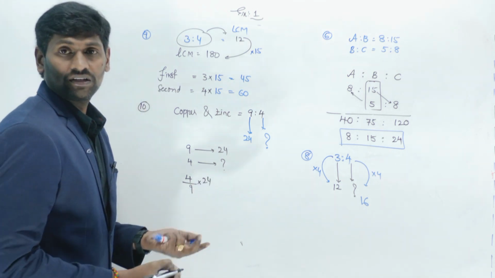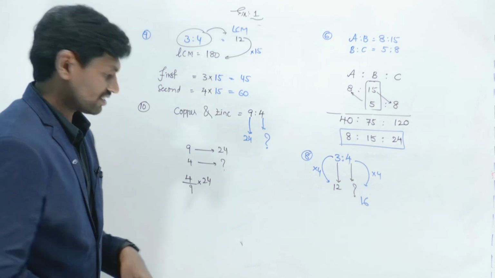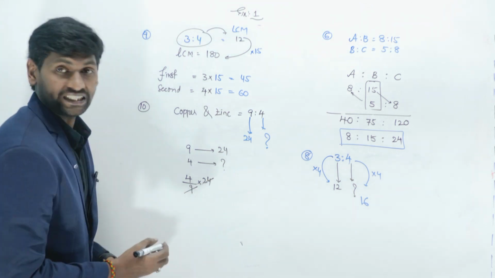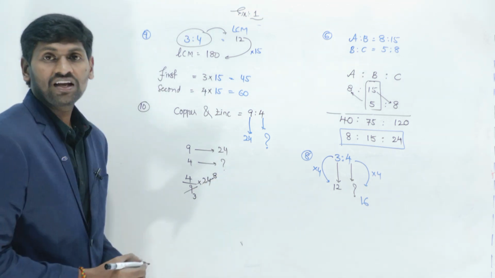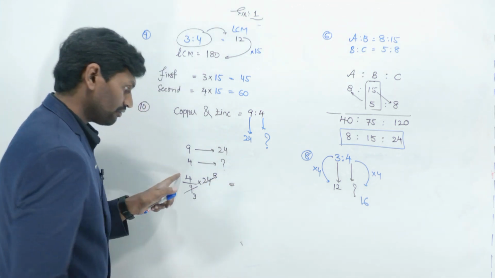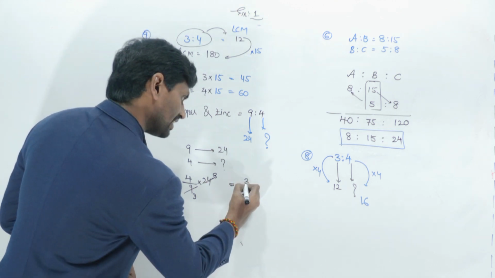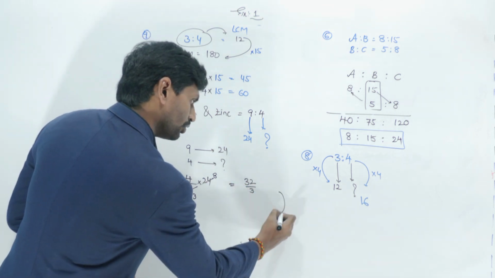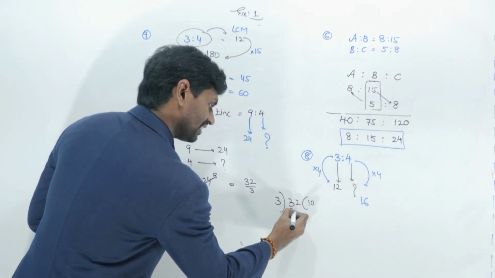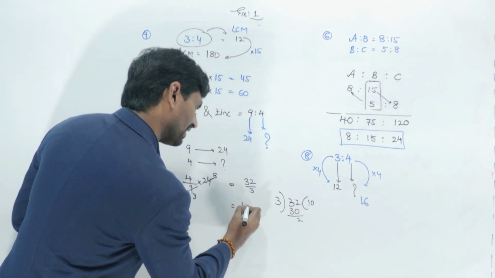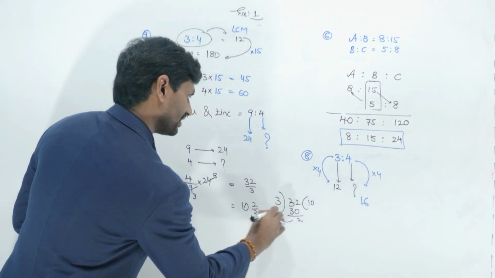It will come in decimal values or mixed fractions. Both are cancelled by the 3 table. 3 3s are 9, 3 8s are 24. That equals 4 into 8. 4 8s are 32 by 3. Do division with the 3 table. 3 10s are 30, 2 remainder. That means 10 and 2 by 3, a mixed fraction. This is our answer.